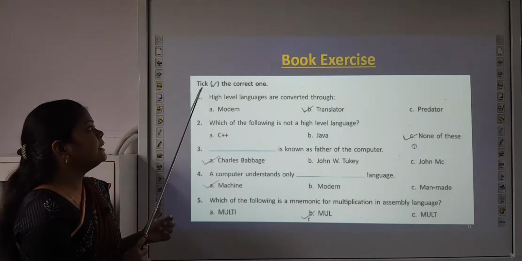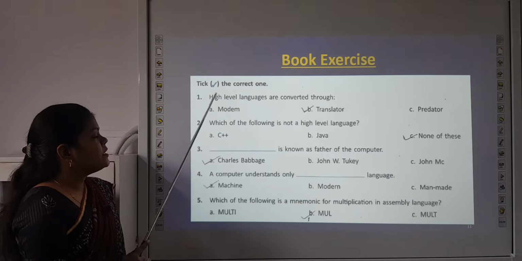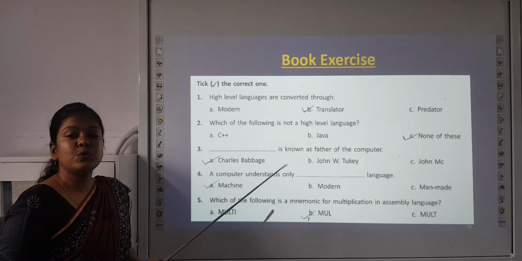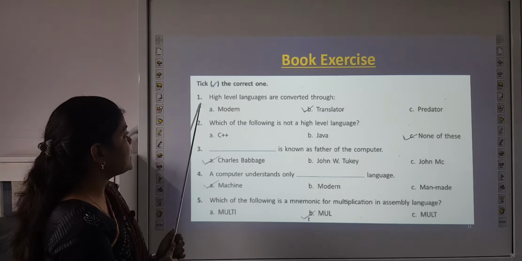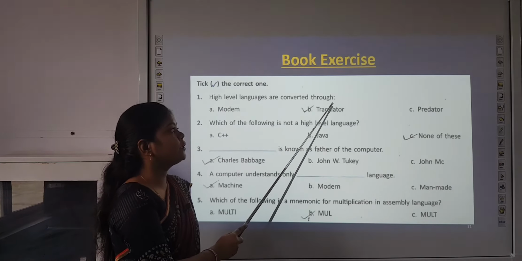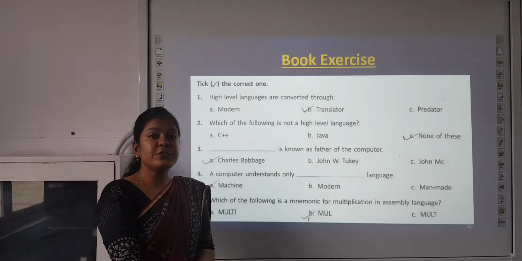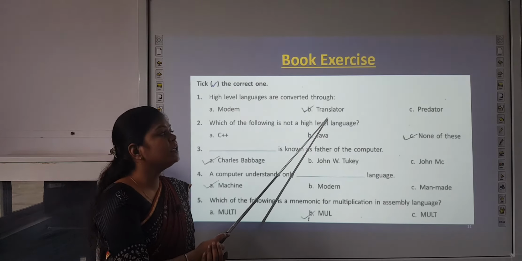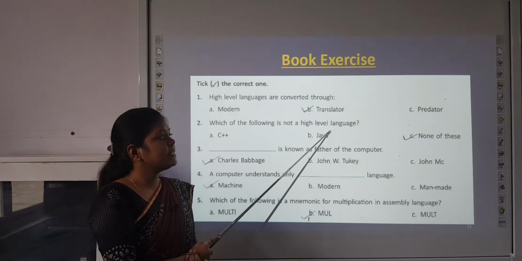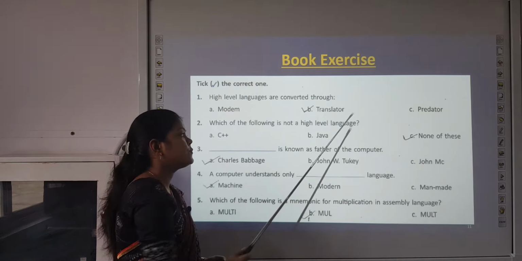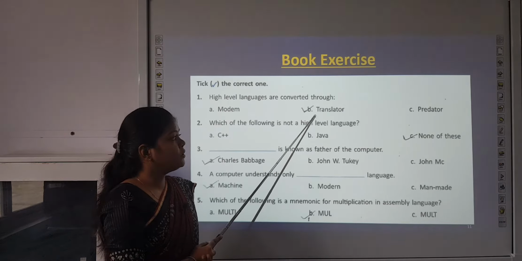Our first exercise is tick the correct one. In this exercise, you have to choose the correct one and put the tick mark on the option. First question: high level languages are converted through. By which means are the high level languages converted? Options are modem, no, a modem can't convert the high level languages. The next option is translator, we already discussed. A translator converts the high level language into the machine language. So, our correct option is translator, and the last option is predator. So, you have to put the tick mark on the translator.